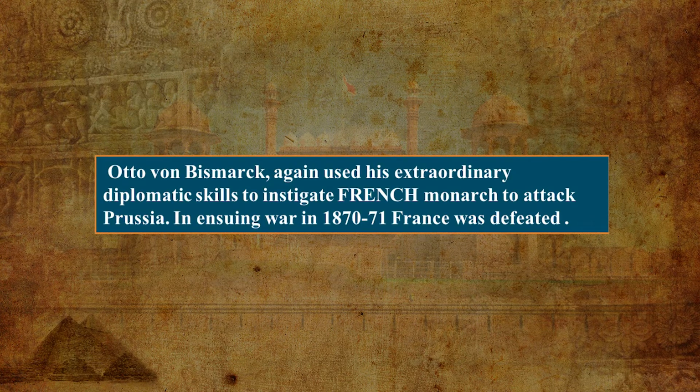Otto von Bismarck again used his extraordinary diplomatic skills to instigate the French monarch to attack Prussia. And in the war that took place in 1870 and 71, France was defeated. Napoleon was defeated. In this war, he made Napoleon III the instigator, and in the process, Prussia was able to defeat France. In 1871, Germany was declared as a new nation under the leadership of Bismarck. So, he used his skill, diplomacy, bureaucracy, and military strength to form the new country that was Germany.